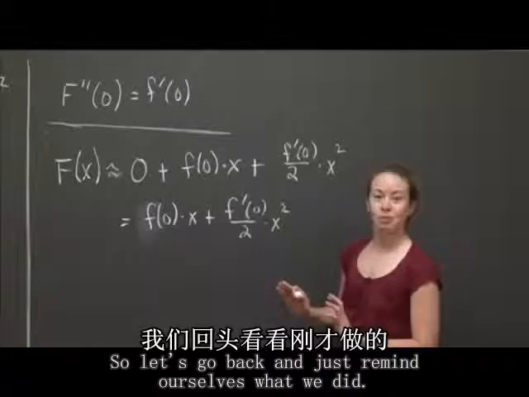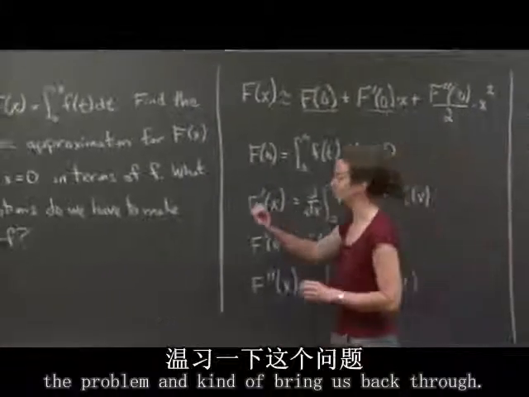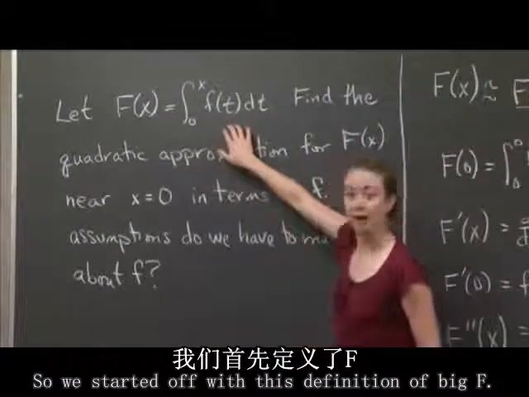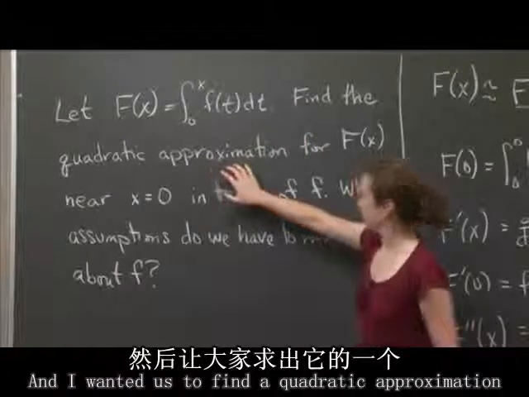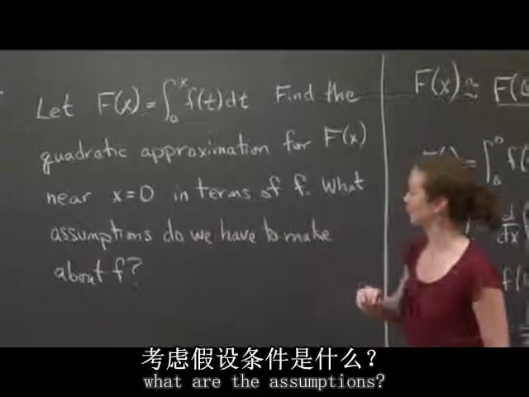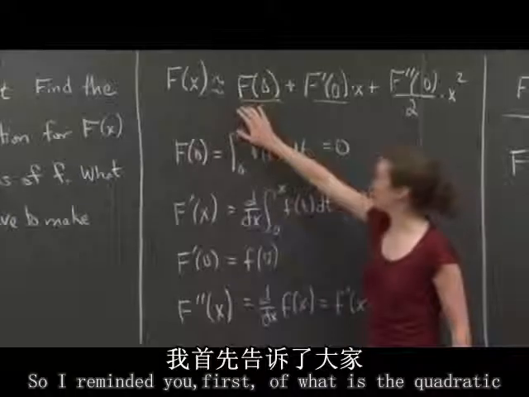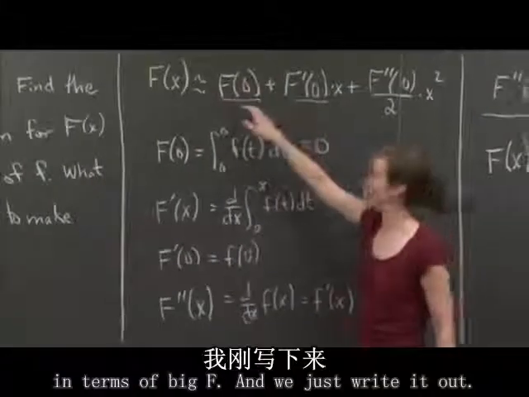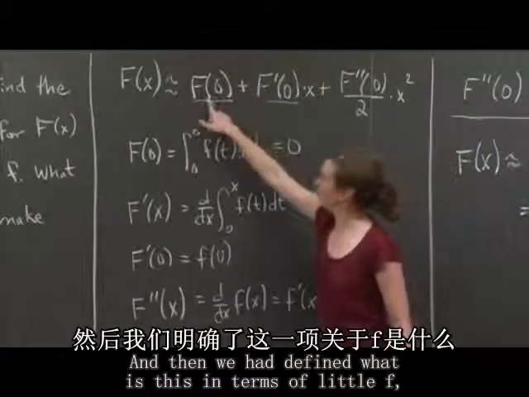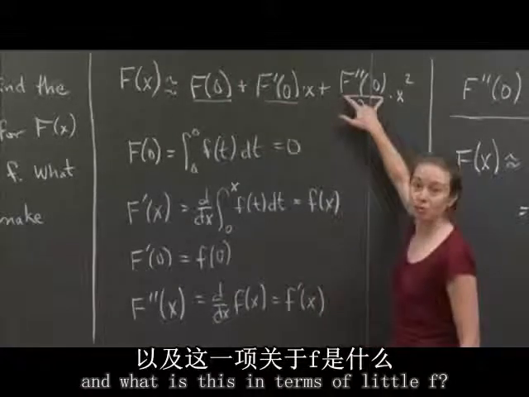So let's go back and just remind ourselves what we did. I'm going to go all the way over, remind ourselves the problem, and kind of bring us back through. We started off with this definition of big F, and I wanted us to find a quadratic approximation for it near x equals 0. And then we mentioned what the assumptions are. I reminded you first of what the quadratic approximation of big F is in terms of big F, and we just write it out. And then we had to find what each of these is in terms of little f.